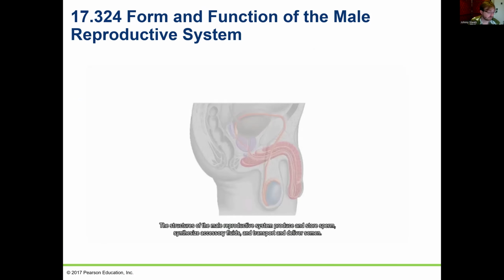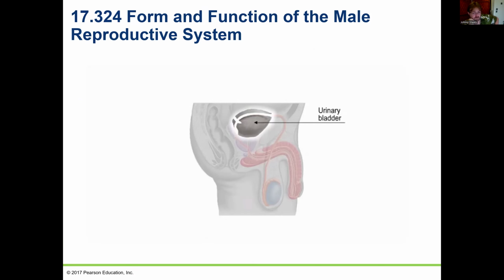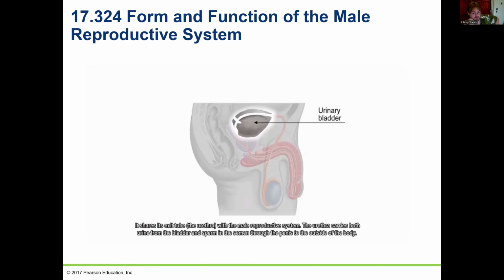The structures of the male reproductive system produce and store sperm, synthesize accessory fluids, and transport and deliver semen. Here we see a cross-section or side view of the male lower torso. The urinary bladder is a muscular sac that stores urine. It shares its exit tube, the urethra, with the male reproductive system. The urethra carries both urine from the bladder and sperm in the semen through the penis to the outside of the body.